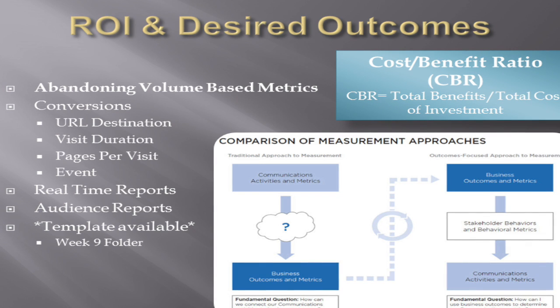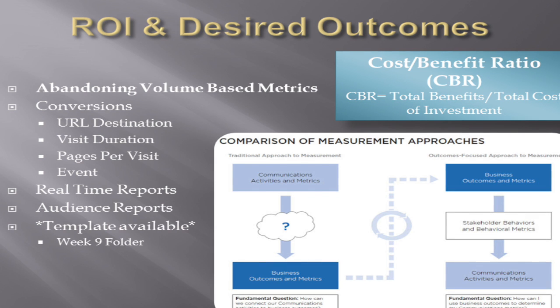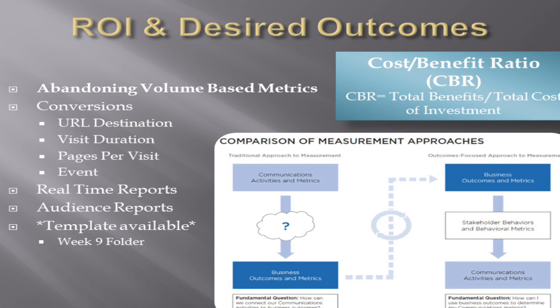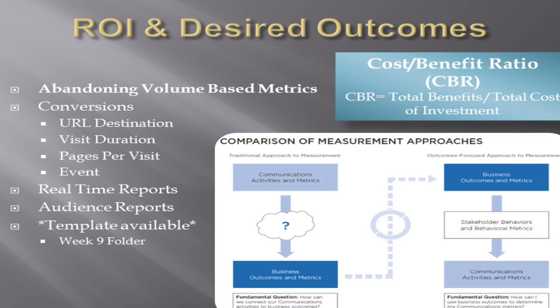Let's return to an earlier concept that I introduced called abandoning volume-based metrics. One of the key problems with looking at volume-based metrics is that they don't give you an indication of what success actually looks like. You may feel that getting 10,000 followers on your Facebook page is a great success. However, if your nearest competitor has 500,000 followers, it's suddenly a different story.